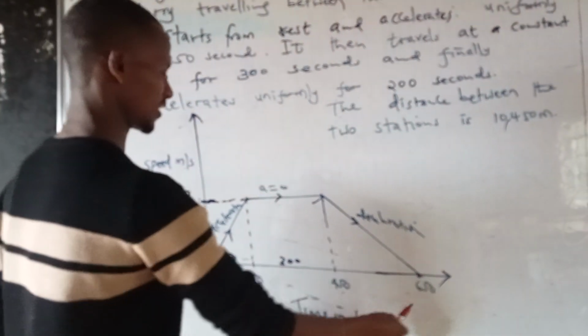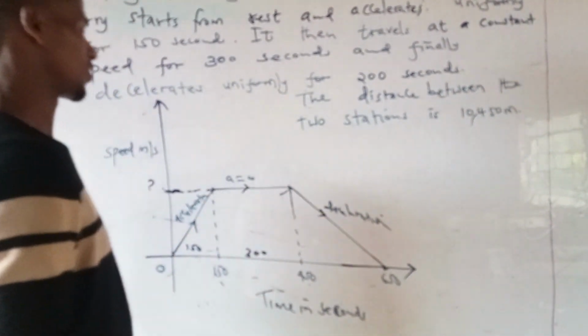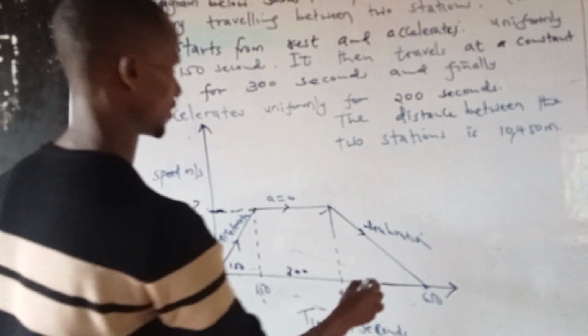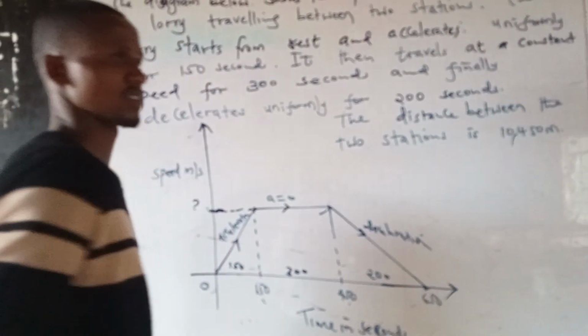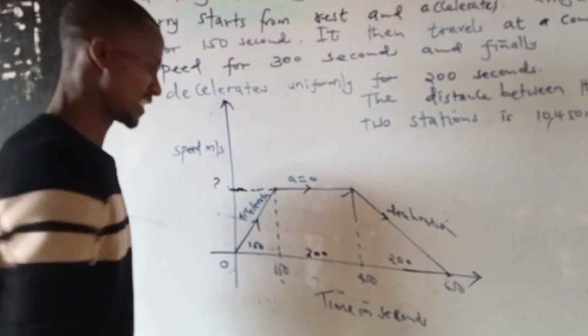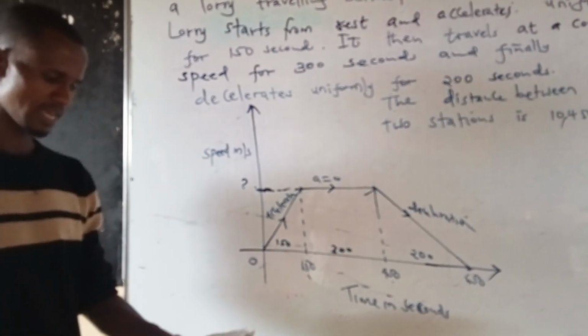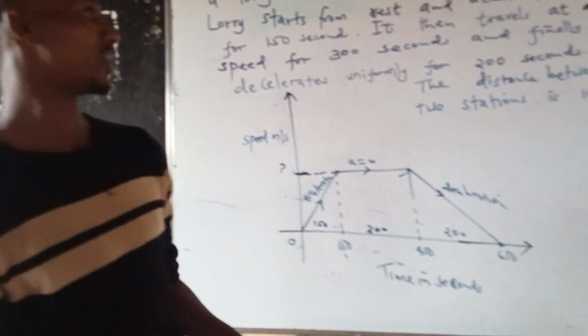And what is the time taken here? The time is 650 minus 450, which will give us 200. So this is 200 seconds. Okay, so that is basically some information that we can obtain from the diagram. And now we want to do the question.